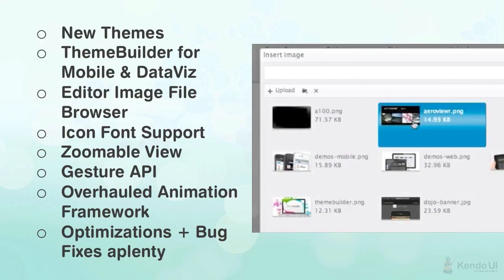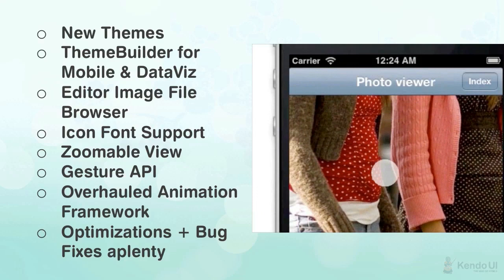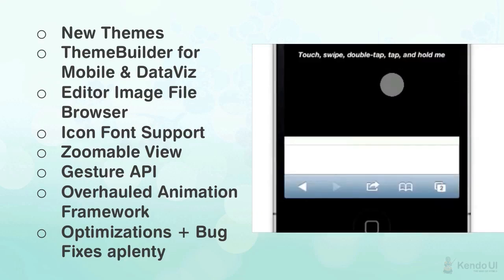A new image browser for the Kendo UI Web editor, icon font support in Kendo UI Mobile, a new zoomable view so you can pinch and zoom on any element, a complete gesture API in Kendo UI Mobile so you can handle swipes and taps, double taps, an overhauled animation framework, and as you'd expect in any release, tons of optimizations and bug fixes which just make Kendo UI better everywhere you look. And even this just scratches the surface of what makes up this huge winter release for Kendo UI.